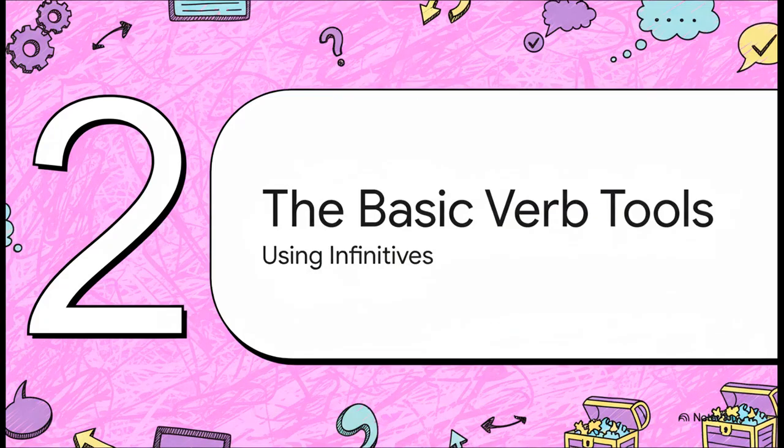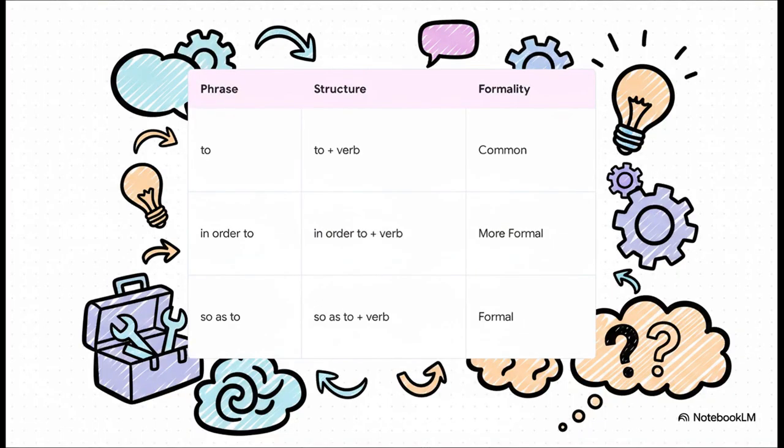So where do we even start? Well, we start with the most common, the most essential tools in our whole toolbox, infinitive phrases. Think of these as your go-to tools, the ones you'll use for most situations when you need to explain what you're trying to do. Now take a look at this. You'll notice these three tools, to, in order to, and so as to, they all work in pretty much the exact same way. You just take the phrase and pop a verb right after it. The main difference, as you can see in that last column, is just how formal they sound. Simple to is the one you'll use constantly.